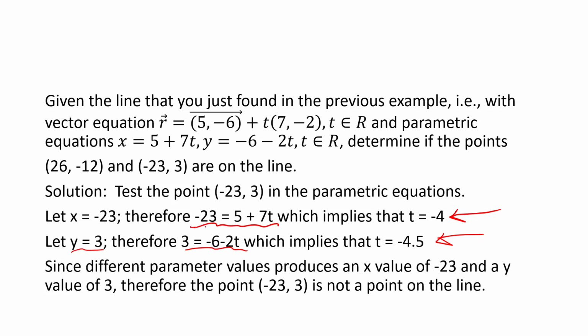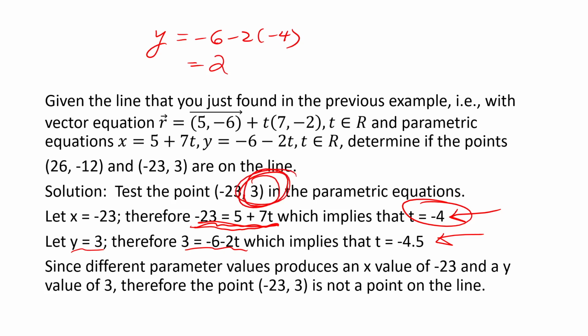What some people will do is they'll follow the first part. They'll let negative 23 equal 5 plus 7t, which means t is negative 4. And then they'll take that t value of negative 4 and test it on the y. So they'll say y is negative 6 minus 2 times negative 4. They'll do some calculations, and they'll come up with y equaling 2. But the problem is y was supposed to equal 3 for that point to be on the line. So in the second way of doing it, we still get that negative 23, 3 is not on the line, but rather negative 23, 2 is on the line.